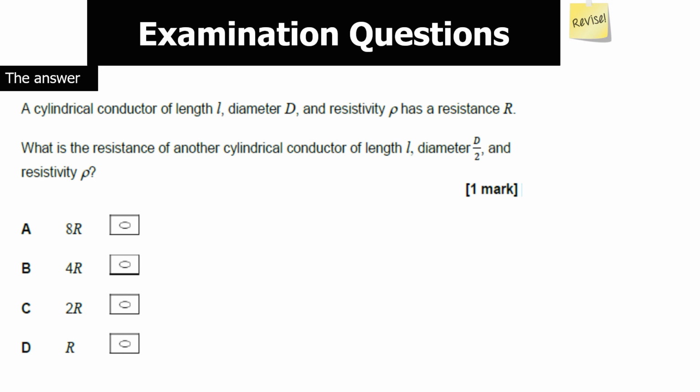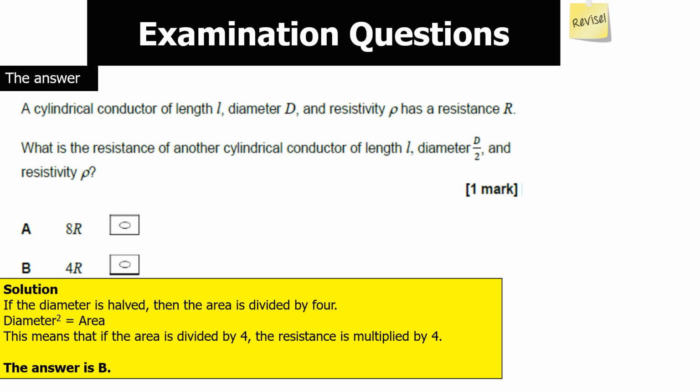Right, so for this question, if the diameter is halved, then the area is divided by 4, because we know that diameter squared links to area. So if the area is divided by 4, the resistance must be multiplied by 4, because we know that rho equals RA over L, and rho must be a constant, that's a fact. So our answer is B.